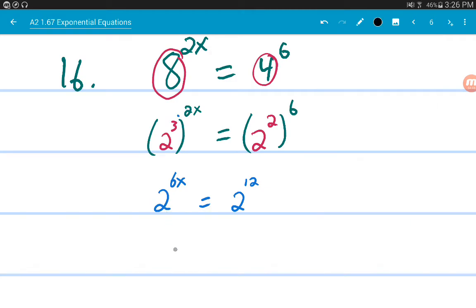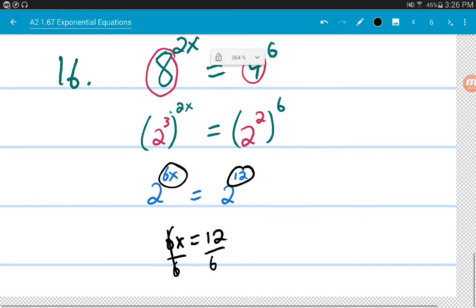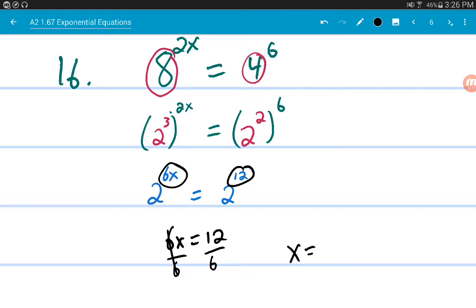And then the rest of it becomes very obvious. Well, then 6x must equal 12. And if you divide both sides by 6, you'll get that x equals 2.